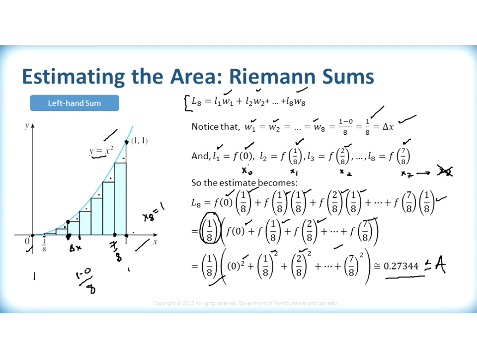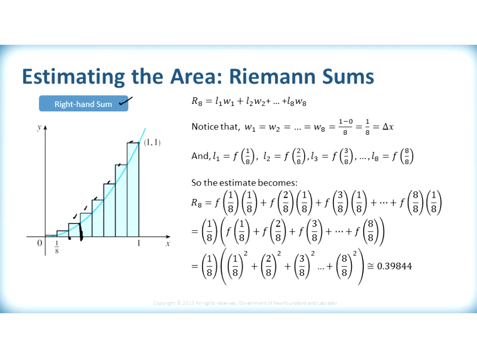Let's take a look at the right-hand sum. When I use the right-hand sum now, same process, only I use the other endpoint of each subinterval to find the heights of my rectangles, which means I don't start at 0. I actually start at 1/8 for my first x coordinate that I evaluate, and I go all the way to 8/8. So you'll see here, for my lengths, I start at 1/8 and go all the way to the end. So if I was labeling those, I don't start at x0 this time. I start at x1, and I go all the way to x8. So I use x8, but not x0.